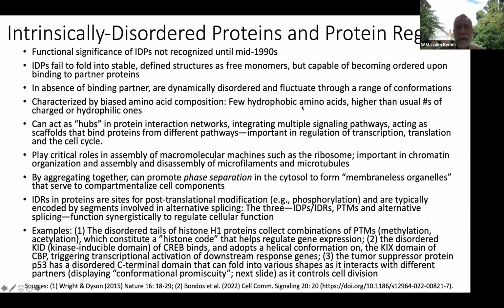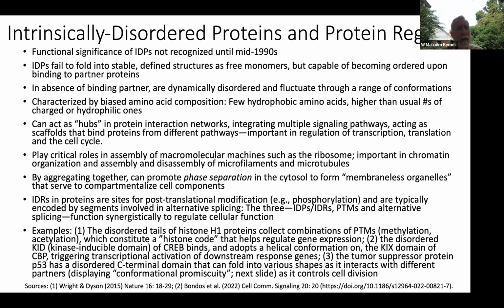All right, again, this is a rather busy slide here. I want to talk about what are known as intrinsically disordered proteins and protein regions. So it wasn't until the mid-1990s that the functional significance of intrinsically disordered proteins was recognized. IDPs, as they're called, fail to fold into stable, defined structures as free monomers, but they're capable of becoming ordered into a particular structure upon binding to partner proteins. Now, in the absence of the binding partner, they're dynamically disordered and they fluctuate through a range of conformations. But when they interact with the partner, they then fold into a defined structure.